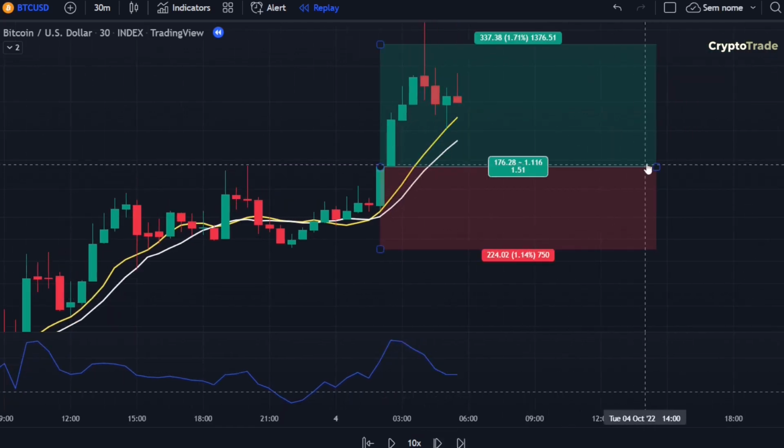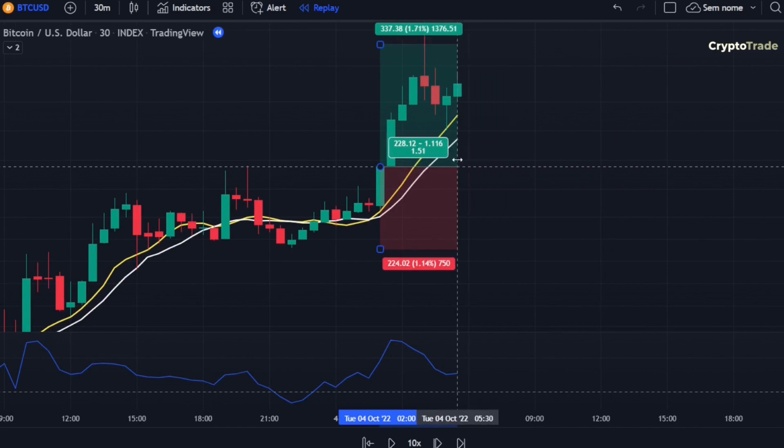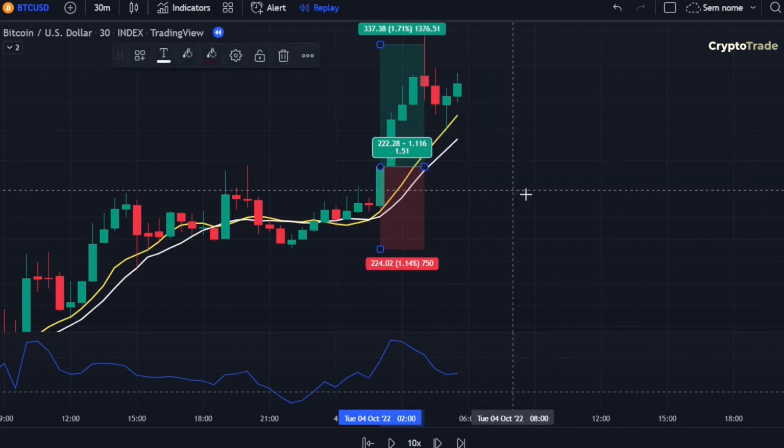The market has reached the target and the trade has been successfully closed. Let's look for the next trade.